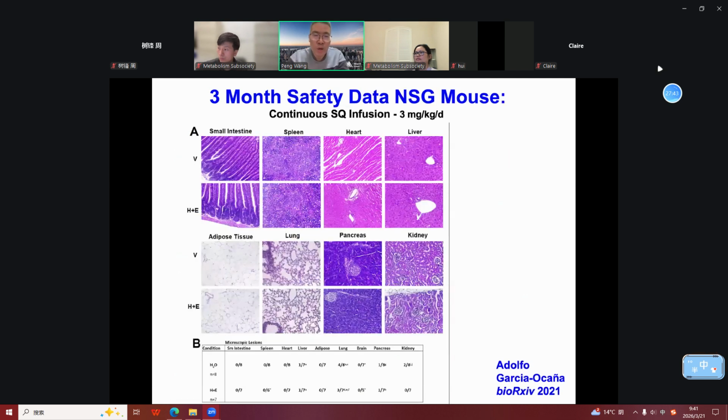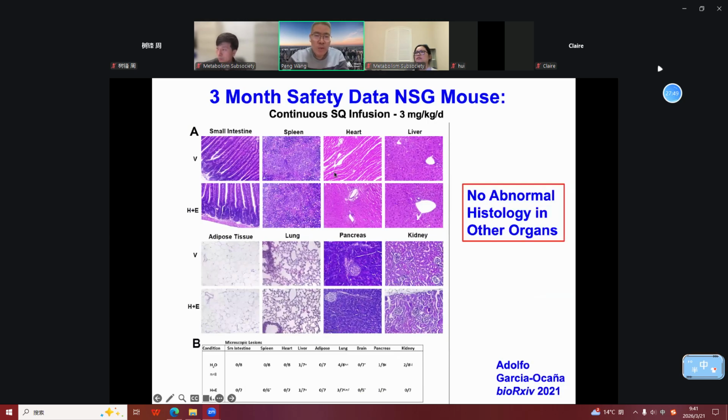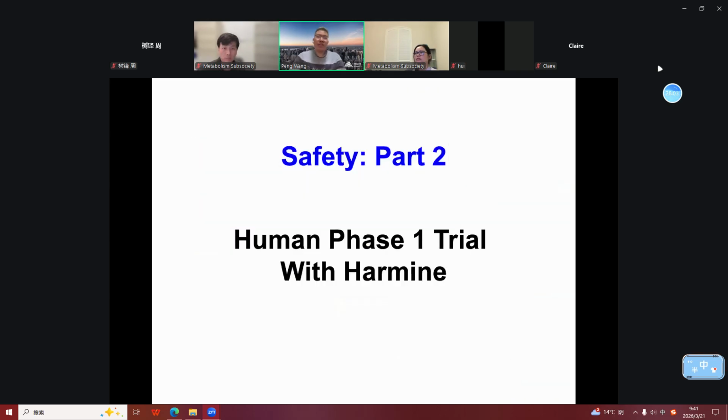We also did histology staining to see whether there was any unwanted structure, and this is the same tissue we collected when we did the 3 months treatment. We also do not find abnormal histology in other organs. Because of this very encouraging data, we decided, okay, it's time to move on to the next stage. We decided to go ahead and do the human phase 1 clinical trial with pure harmine.